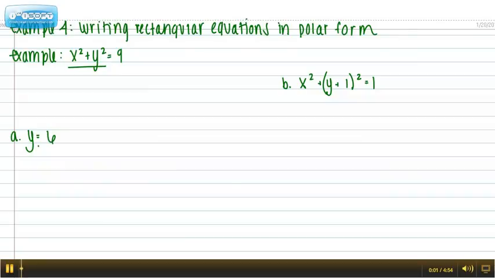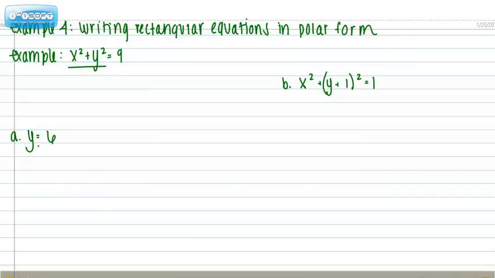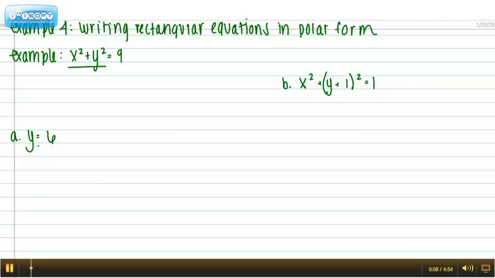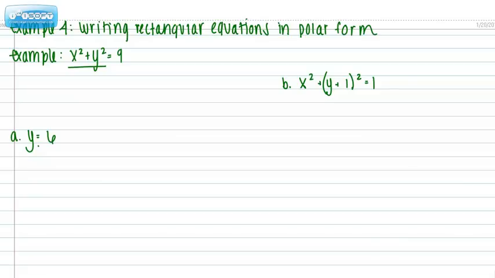Okay, for example 4, we are looking at writing rectangular equations in polar form. So in this case, we want to be making as many substitutions as possible. At the example at the top of your paper, right above the boxes, we were given the example x squared plus y squared equals 9.